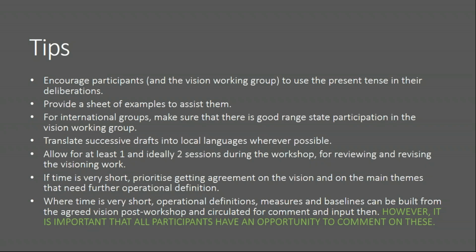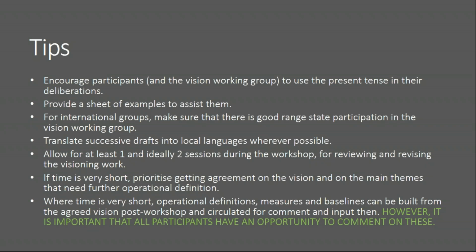For international groups, make sure there's good range state participation in the vision working group. It's often the case that we'll have international participants who come long distances to work on a project, and they're very keen, and they volunteer for everything, and it's great, and they're such an asset. But it's really important that the visioning process is owned and driven by people who are going to be living and working around these species for the long haul. So working a little bit harder to get volunteers from more local participants, and maybe priming some of them ahead of time to volunteer, is often a good idea.